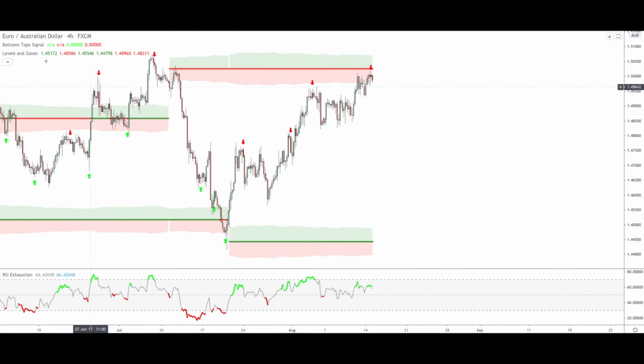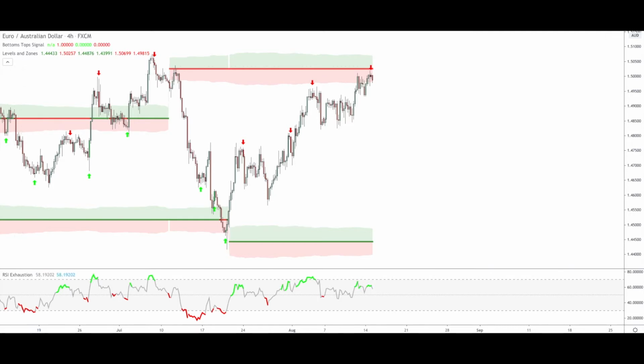Today I'm looking at Euro Australian dollar on the 4-hour time frame, which is a rather long time frame. I typically trade 1 hour and 15 minutes, but sometimes I also trade 4 hours and daily. I'm using 3 indicators: the bottom stop signal, the levels and zones, and the RSI exhaustion. If you are interested in testing them yourself, you find the link in the description down below.